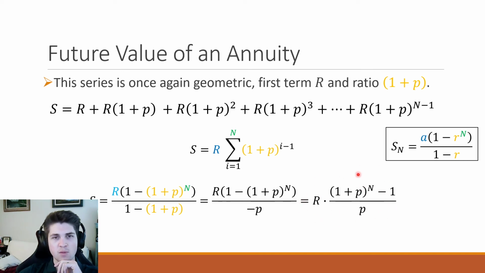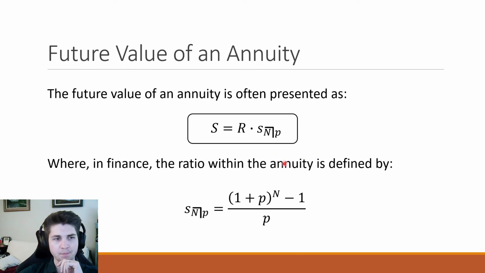And this leaves us with the future value of an annuity, which in the exact same fashion as the present value is often written using this ratio within the annuity symbol s sub n at r. So the future value of the annuity, capital S, is given by the payment amount times this ratio, little s sub n at r, where little s sub n at r, like little a sub n at r, is just that same ratio that we solved from before.